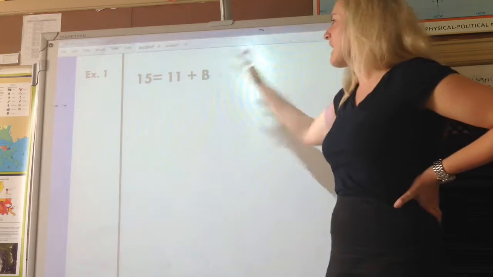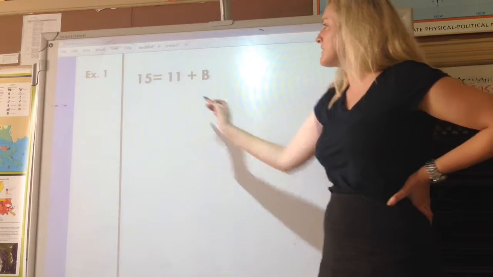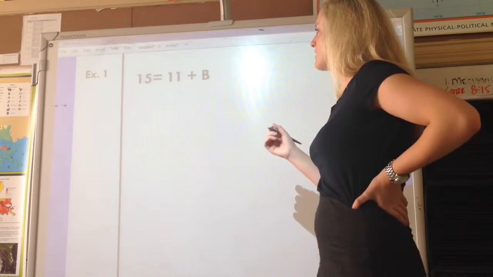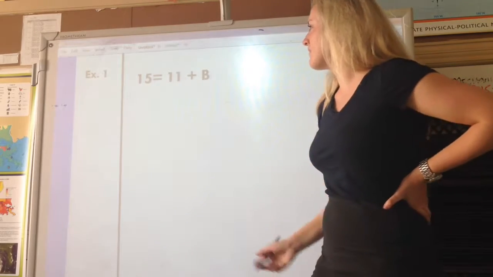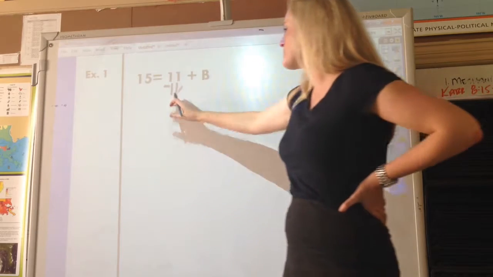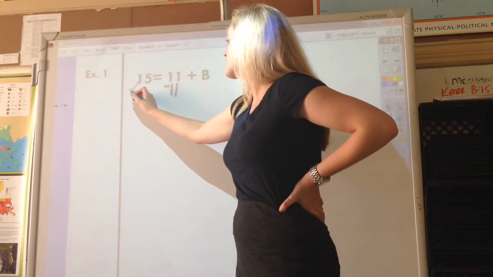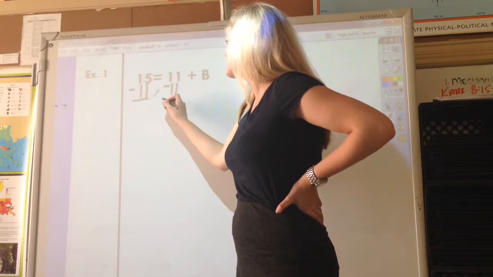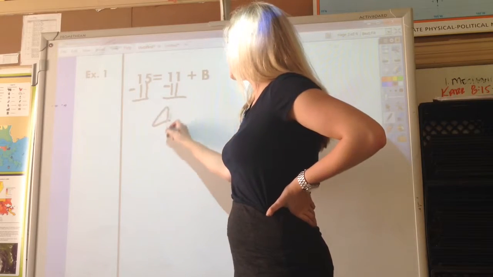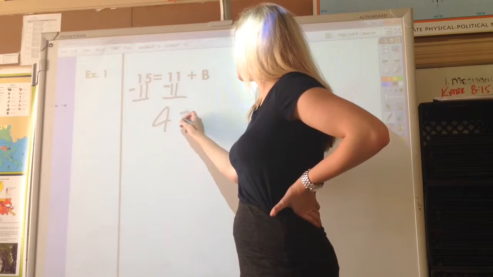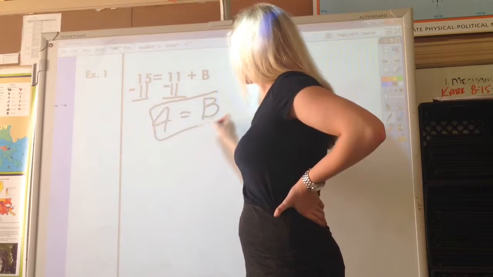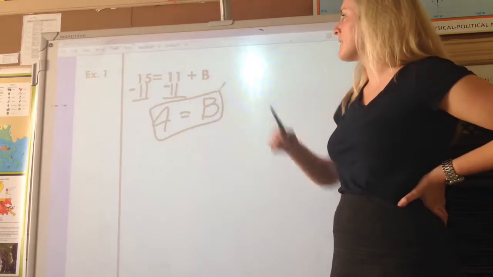Now, I need to isolate my variable, so I know I'm going to have to get rid of this 11. And whatever I do to one side, I have to do to the other side. If I want to get rid of a positive 11, I'm just going to subtract 11. But then if I subtract 11, I have to subtract 11 on both sides. So 15 minus 11 is 4. 11 minus 11 is 0, so I'm just left with b. b equals 4.